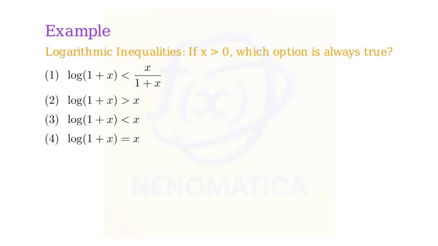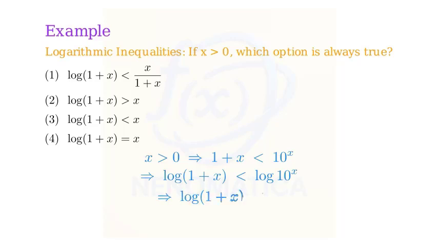Step 1. For all positive x, we use the well-known inequality. x greater than 0 implies 1 plus x is less than 10 to the power x. Step 2. Apply the base 10 logarithm to both sides. Because the logarithm is increasing, the inequality direction stays the same. Therefore, log of 1 plus x is less than log of 10 to the x. Step 3. Simplify the right side since log base 10 of 10 to the x equals x. We obtain log of 1 plus x is less than x.